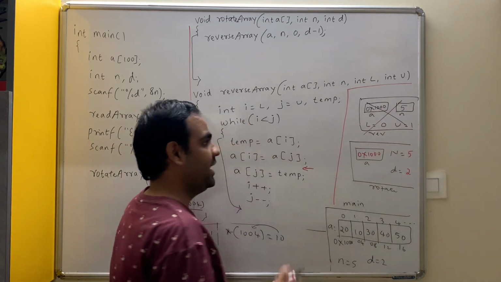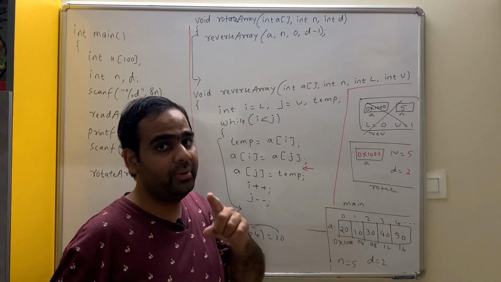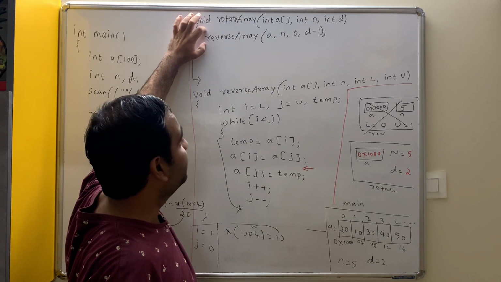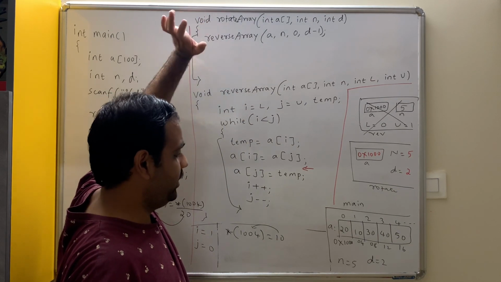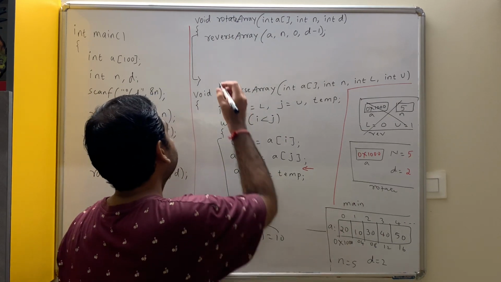The scope dies. And where do you return? You return to the point from wherever it was called. Now who has called the reverse array? Rotate array has called the reverse array. Therefore we reach this point. Now is the array rotated? No. We need to do the second step. Let's do the second step.